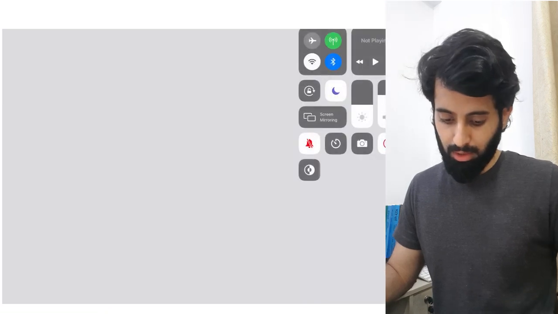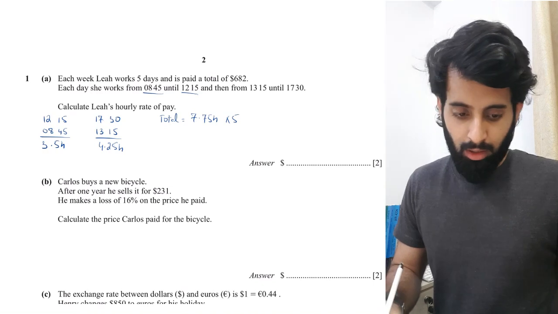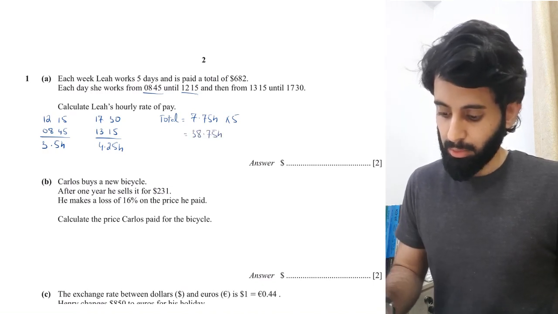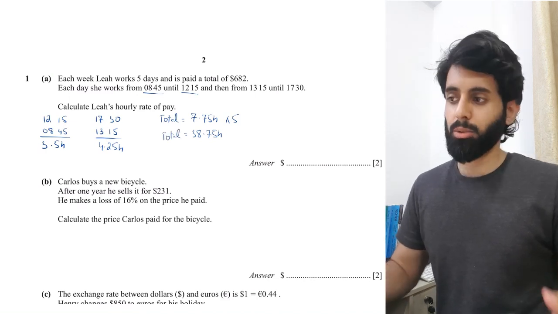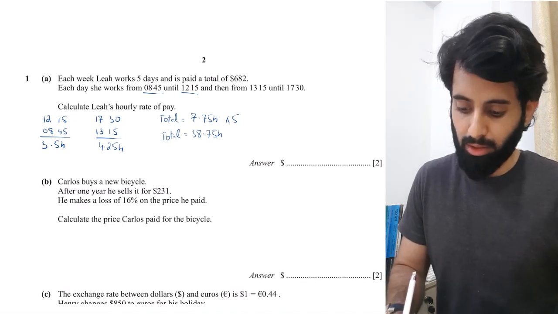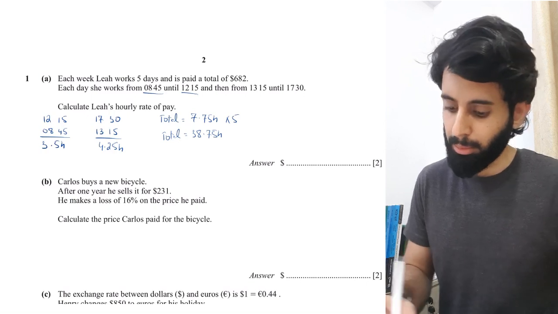So that gives me 38.75. So 38.75 is the number of hours that she's working for, and she is getting paid a total of 682. So what I'll do is take the total income, which is 682, and divide it by 38.75. In order to calculate her hourly rate of pay, you can set up a proportion if you like.